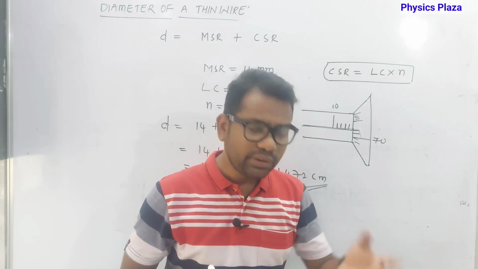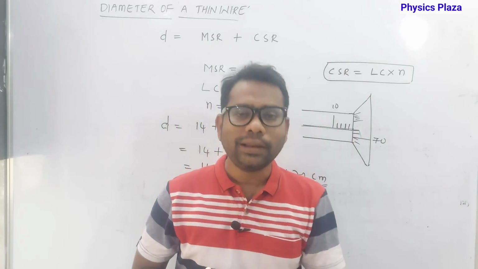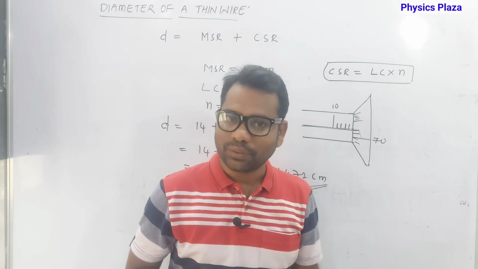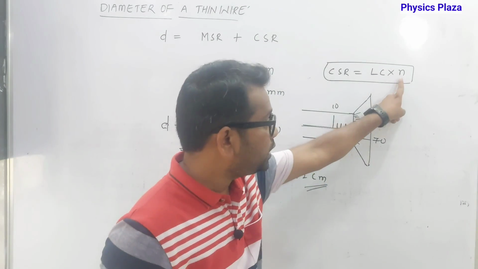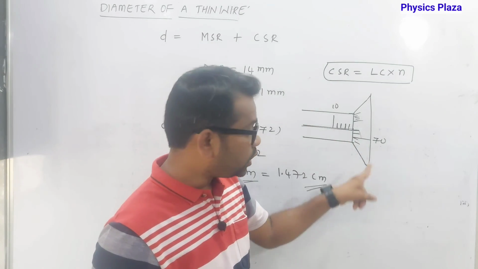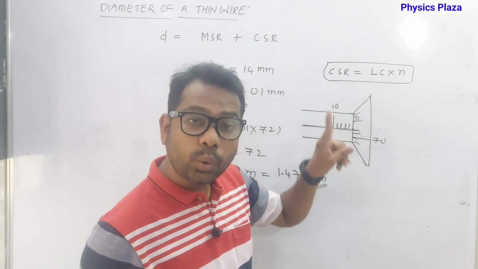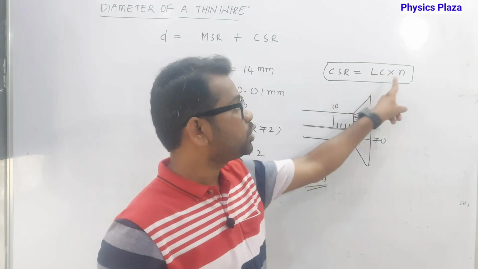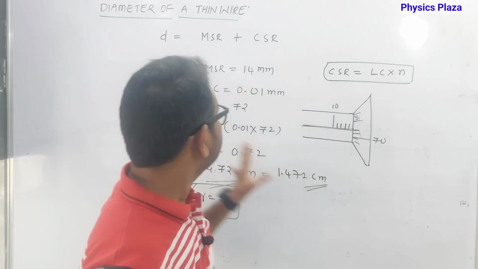Some textbooks also give it as the index line. Actually, it is either an index line or a baseline, so the meaning is the same. Again I repeat: how to take the n value, children? The number of divisions on the circular scale which coincide with the baseline is the n value. Is it clear? Just copy it.